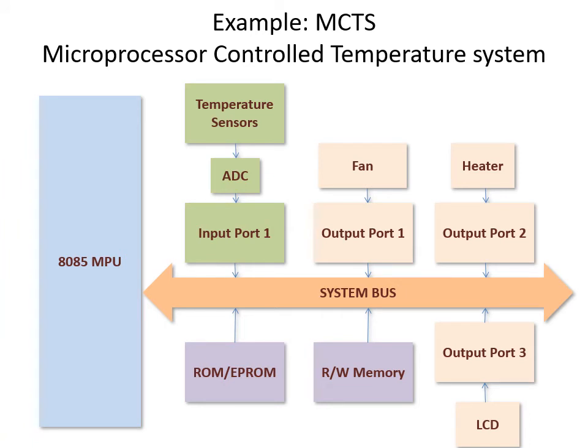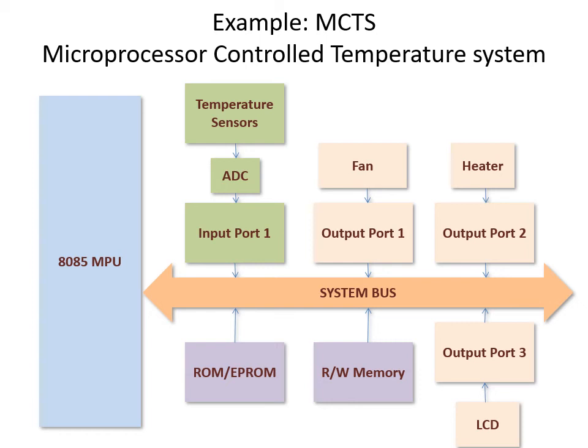Now we will see an example of a microprocessor based system. We will take a microprocessor controlled temperature system. You have been given a task to make a temperature control system. Consider a room, and inside the room, if the temperature goes below a particular value, you need to turn on the heater, or if the temperature goes above a particular value, you need to switch on the fan.